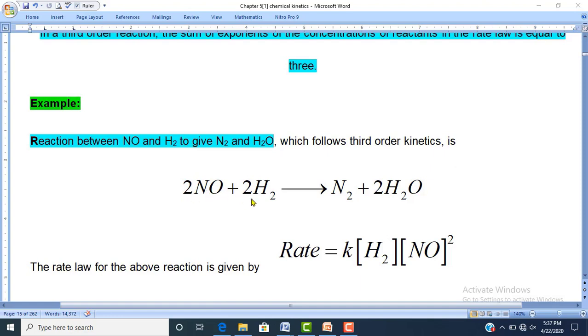So the order of reaction for this reaction is 3, not 4, because when we apply the rate law for this type of reaction, the rate of reaction will be equal to rate constant K into active mass of hydrogen into active mass of nitric oxide raised to power 2.